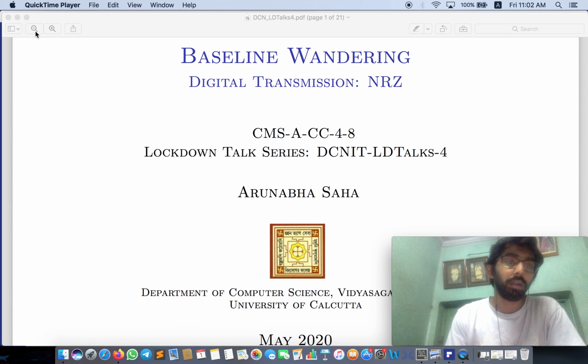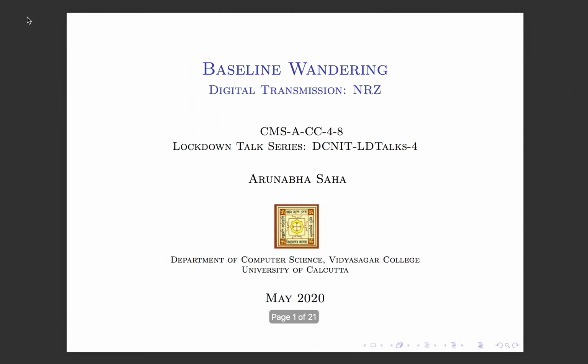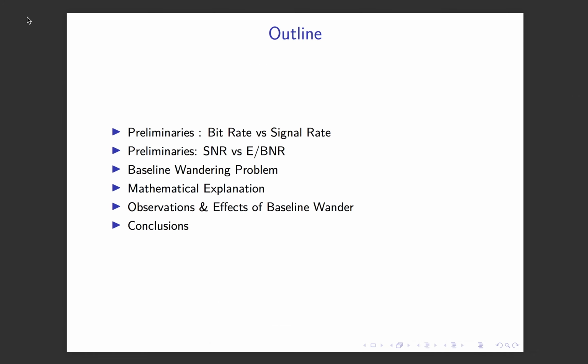Okay, now let's talk about baseline monitoring. So this is the outline. We will first talk about some preliminaries, then we will set up the SNR situation, and then we'll go straight into the baseline monitoring problem, and we will check the minimum amount of mathematics regarding it. Then we make some observations out of that, look at the effects of baseline monitoring, and wrap up our talk with the conclusions.